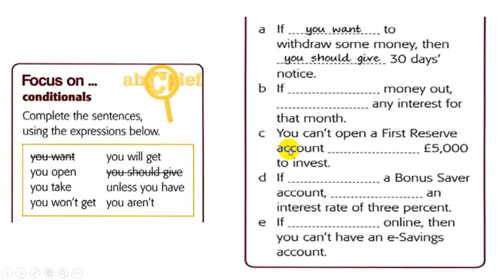Very good. Yes, C. You can't open a first reserve account blank €5,000 to invest. Unless you have €5,000 to invest. Very good. So if you don't have 5,000 euros to put in this account, you can't open the account. Yes, very good. Letter D again. If blank a saver account, blank an interest rate of 3%.